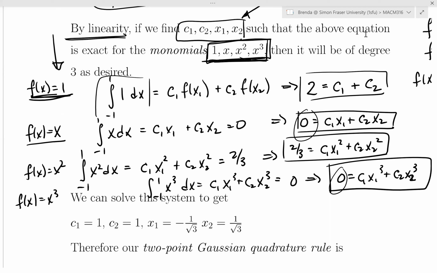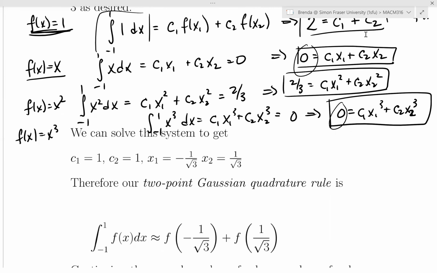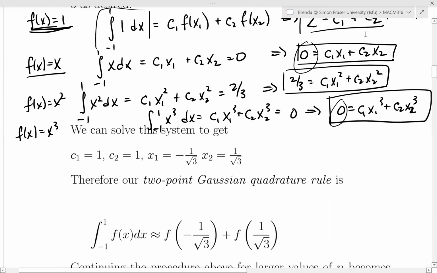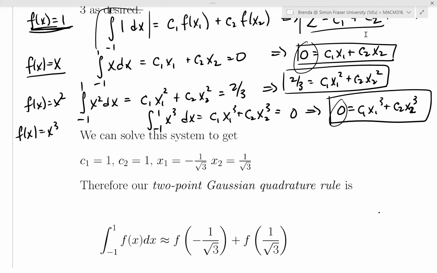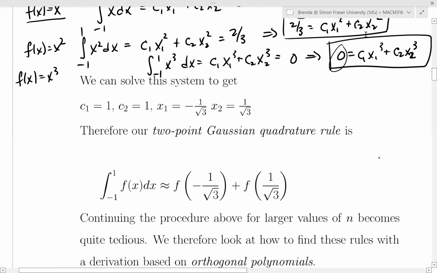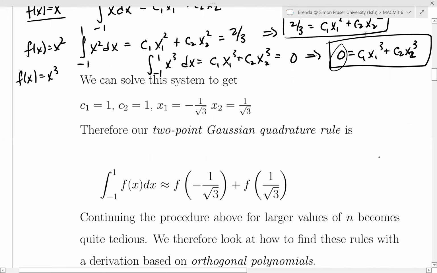So you go ahead and do this, solve the system, and you find out C1 is 1, C2 is 1, and X1 is -1 over root 3, and X2 is 1 over root 3. And therefore, you conclude that your best case scenario, your 2-point Gaussian quadrature rule, is this right here.